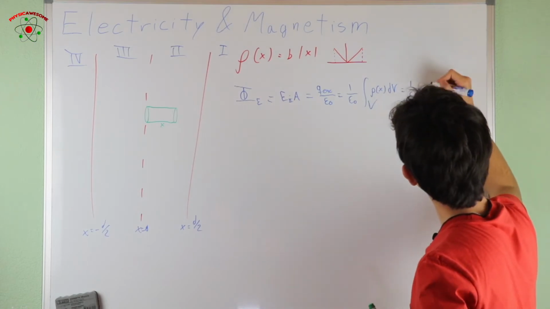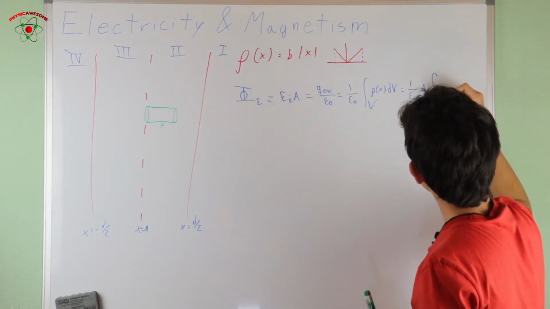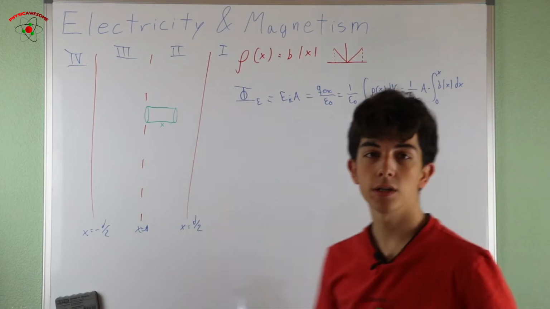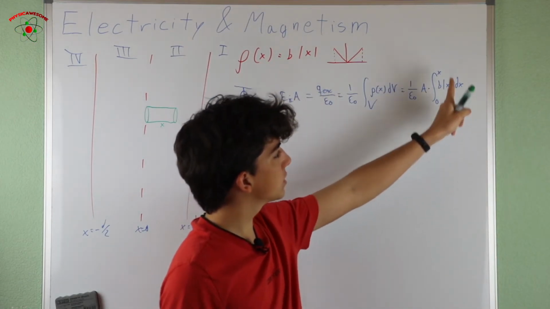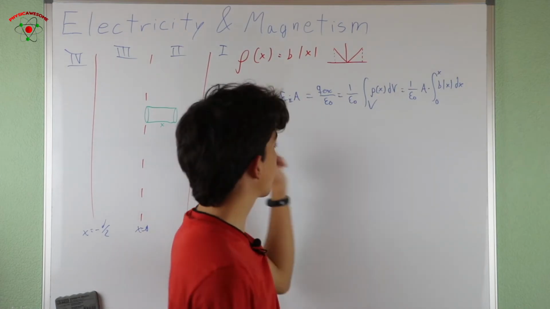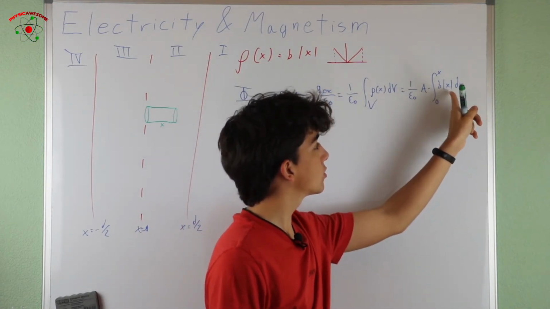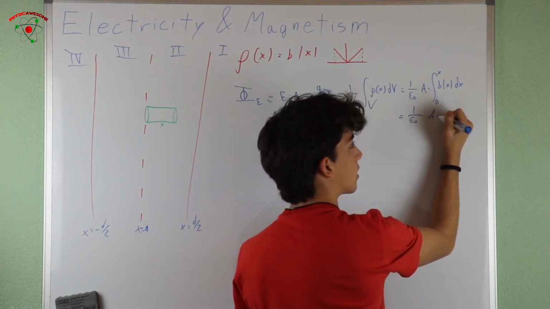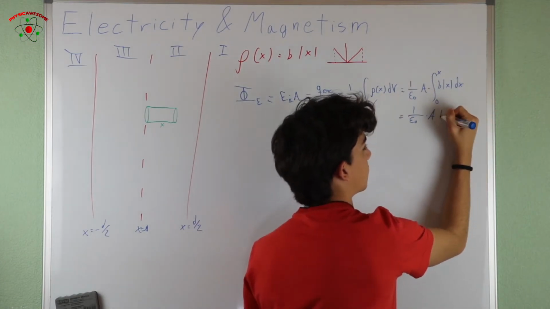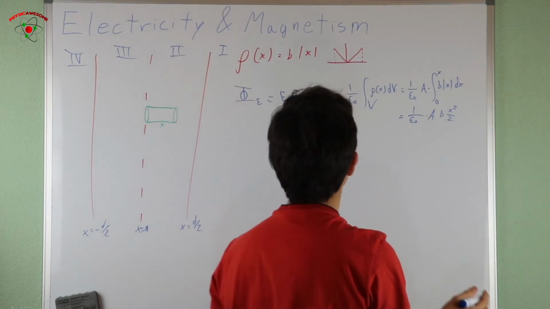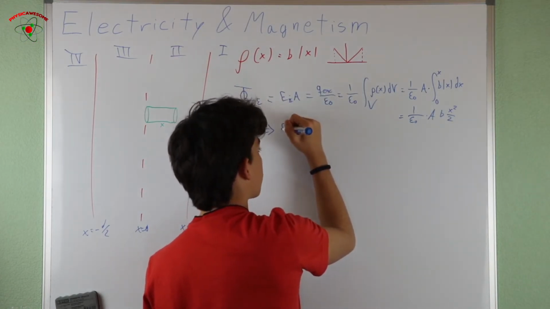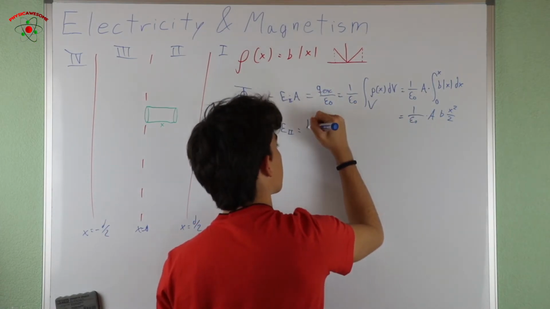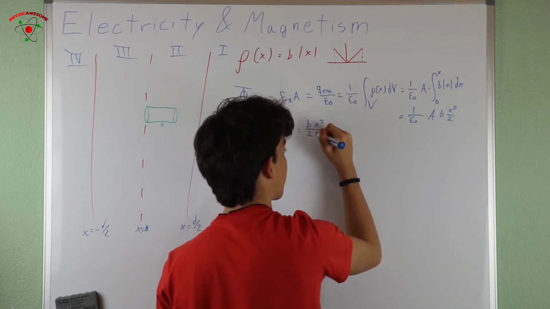So it's going to be area times the integral from 0 to x of b times the absolute value of x. However, as this is all positive and we're defining x to be positive, in this case we're going to see that this is really 1 over epsilon naught times the area b times the integral of x, and that is b x squared over 2. So we find our electric field in the second region. The A's cancel and we have b x squared over 2 epsilon naught.